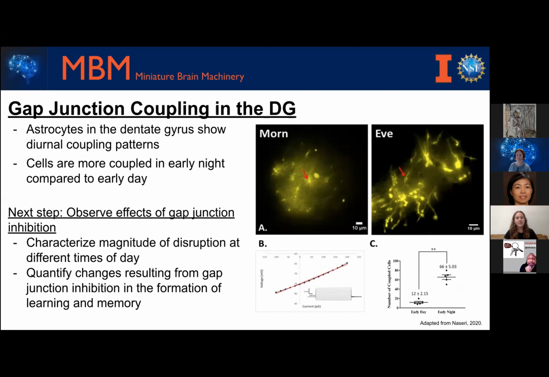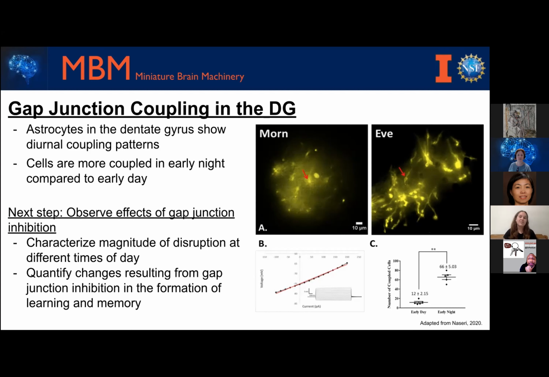The way this was found was by using a patch clamp technique where astrocytes were identified using their voltage and their currents, and then injected with the sulforhodamine B dye, which can permeate gap junctions because of its size. By injecting this dye into one cell and counting the number of cells in the network, we found that in the evening, there are more cells in the network compared to the morning.